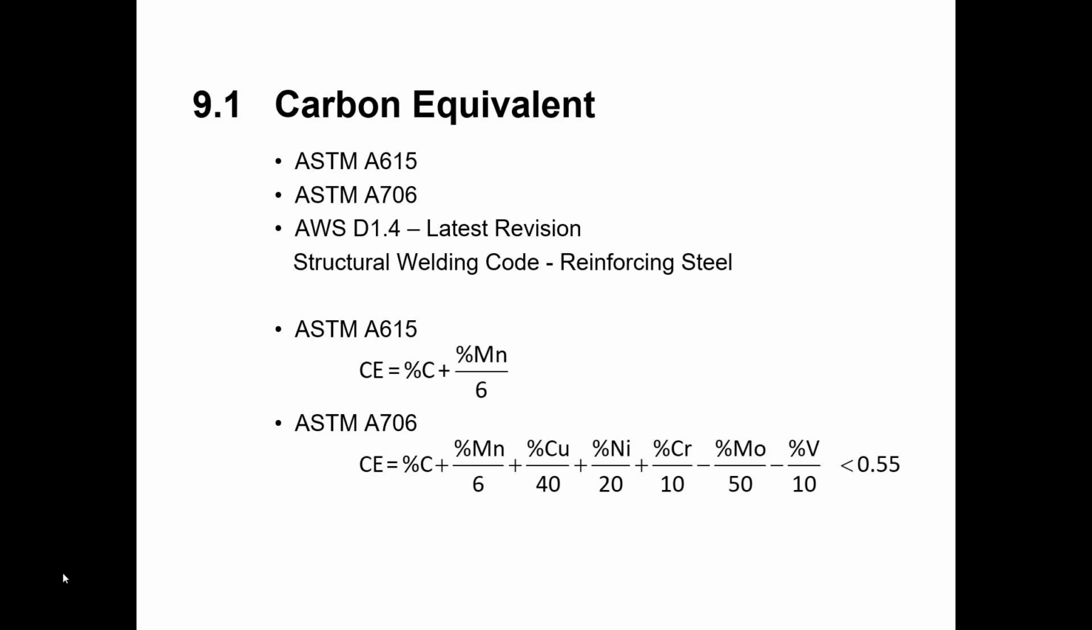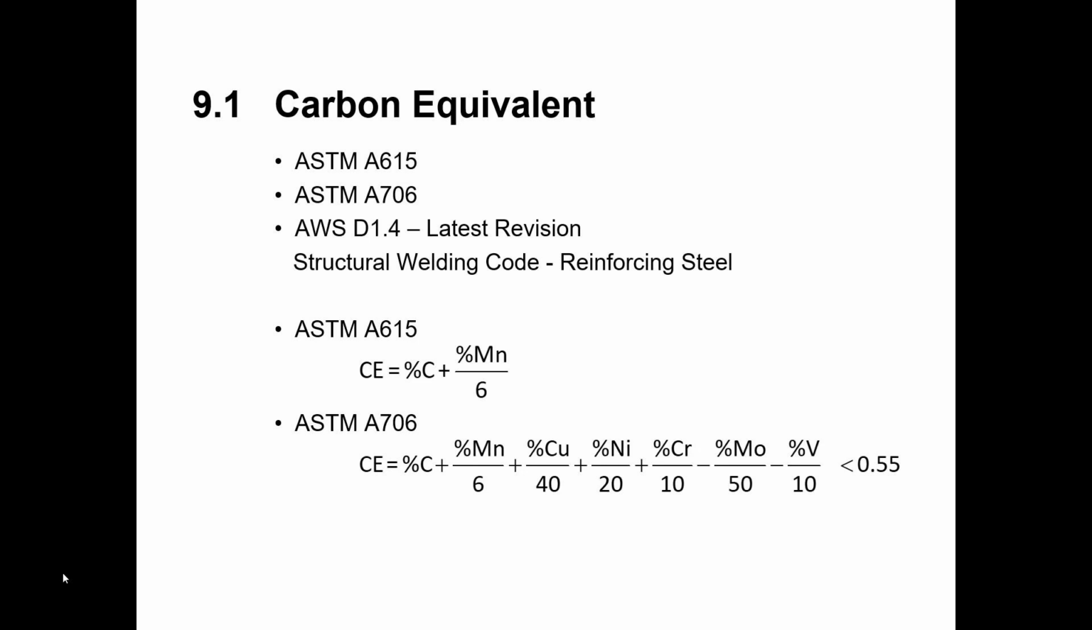The first thing we'll talk about is the carbon equivalent. This is something that's either given to you directly on your reinforcement mill certs, or there will be enough other chemical composition information given to you that it can be calculated.